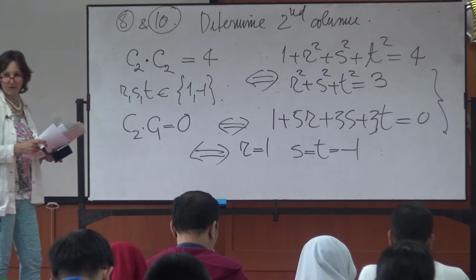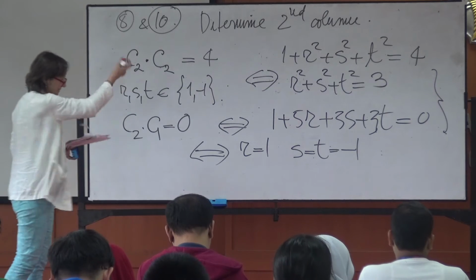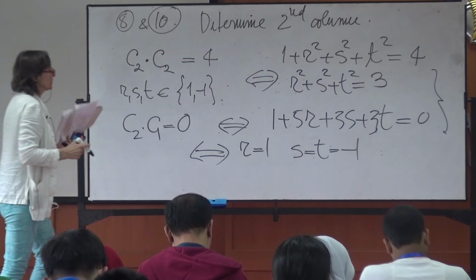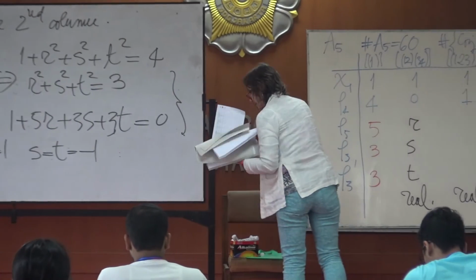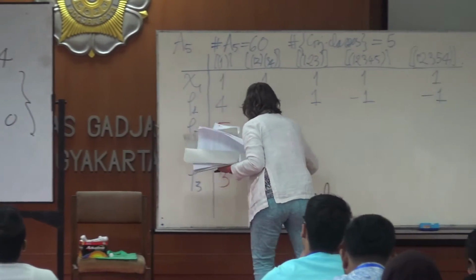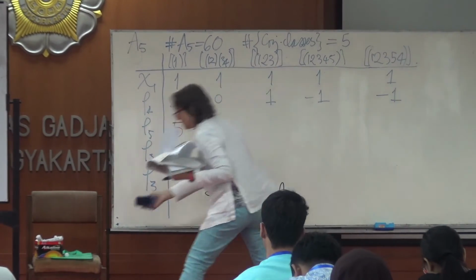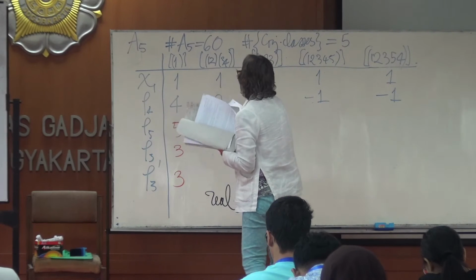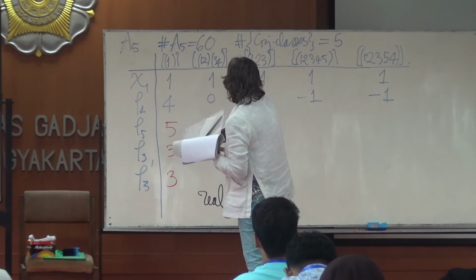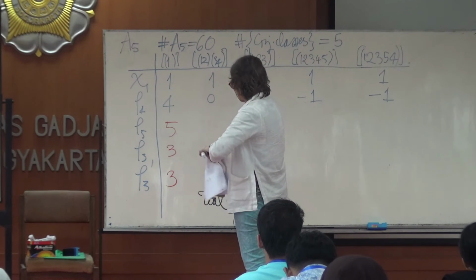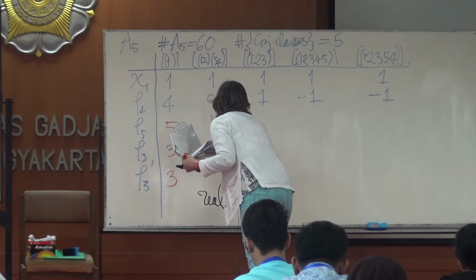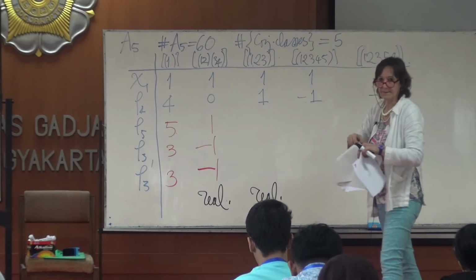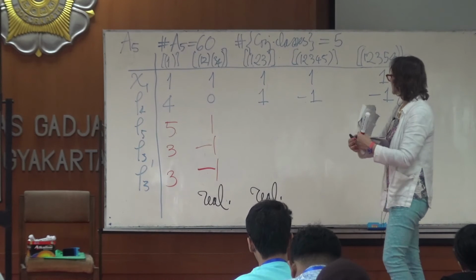Is it clear now? Yes, no, you need both, otherwise, okay. So we have here now, we determine R, S and T, and they are 1, minus 1, minus 1. Okay. Now let's see what else.